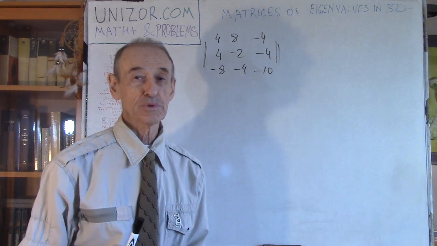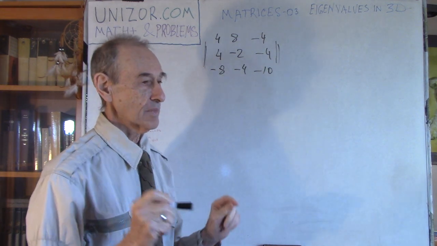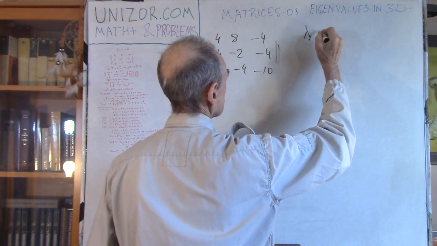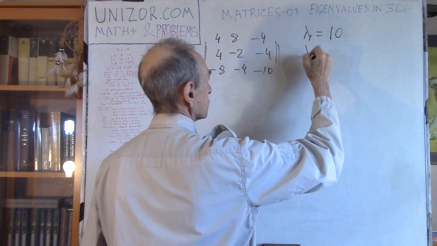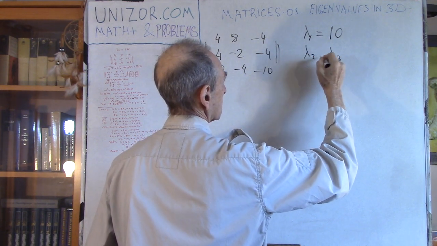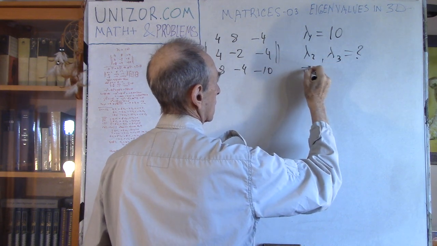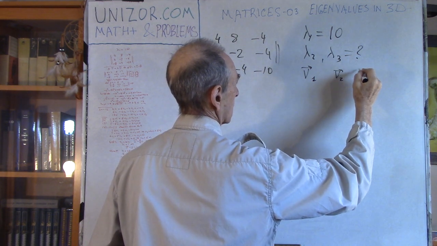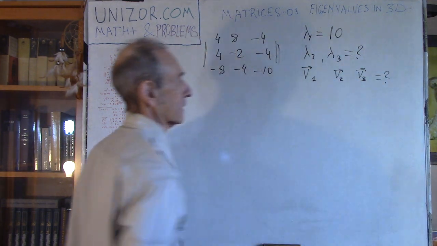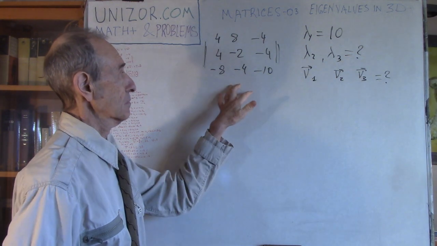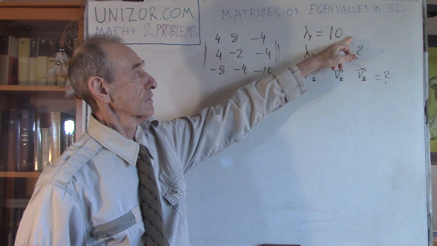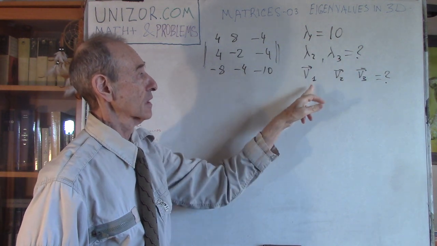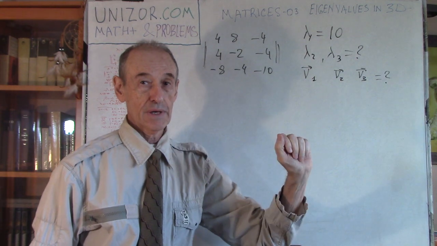Now, here is a very important point. I am giving you one particular eigenvalue, and the first one, lambda 1, is equal to 10, and I would like you to find lambda 2 and lambda 3 and the corresponding eigenvectors. So that's the task. Given the matrix and given one eigenvalue, we have to determine two other eigenvalues, and for each eigenvalue we have to find the corresponding eigenvector. So that's the task.